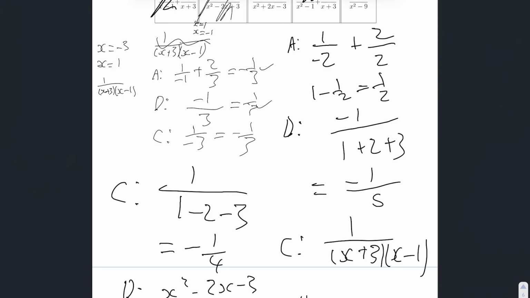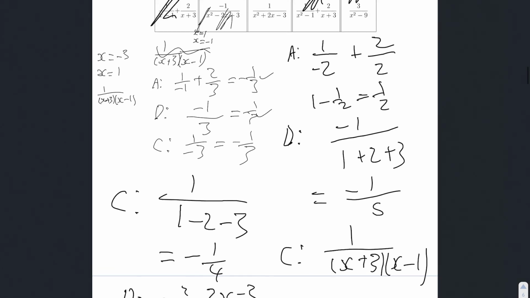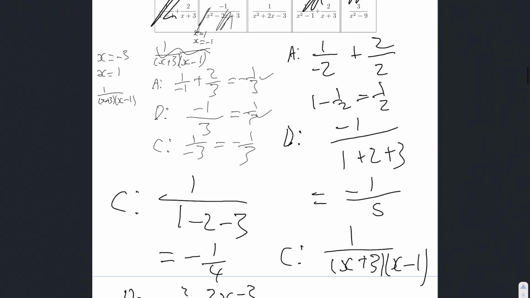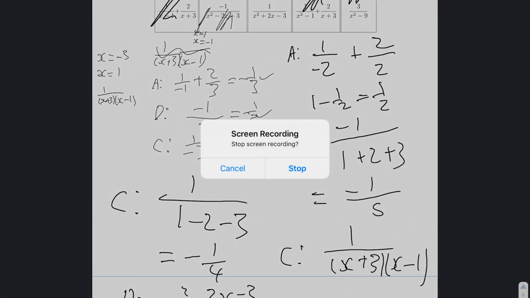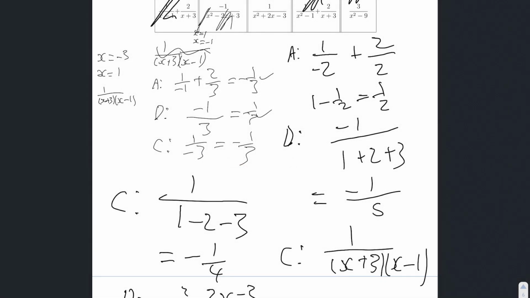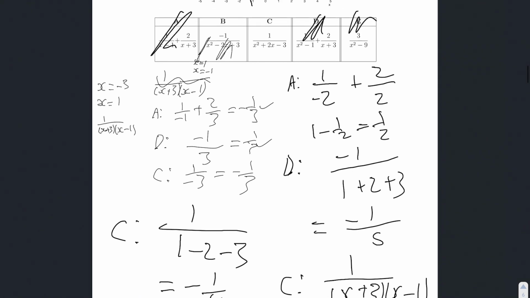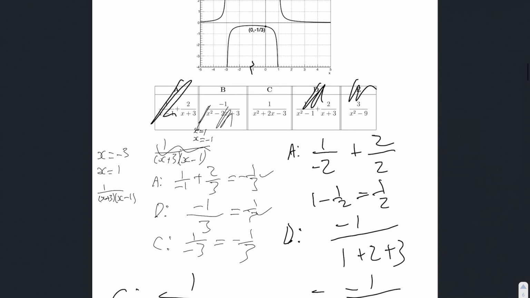Minus 3 plus, yeah, okay, so this is x equals 3 and x equals minus 1. Let me just try and meet that. Okay, so then we definitely know it's not B because those are the wrong asymptotes, so it's C.